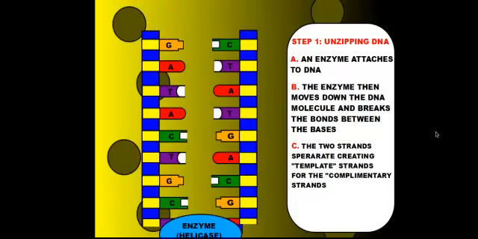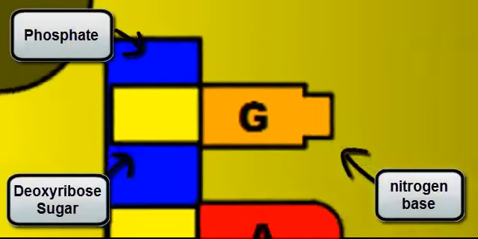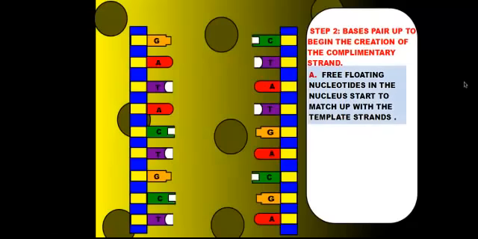So let's move on to step 2 when we start talking about the new halves that will be built, and they are called complementary strands. So as you can see, you have your two template strands of the original DNA molecule. Inside the nucleus, you're going to have your free-floating nucleotides. And remember, the nucleotides include the nitrogen base, the sugar, and the phosphate group. So the first thing that happens in step 2 is this. You have free-floating nucleotides in the nucleus, and they start to match up with the template strands.